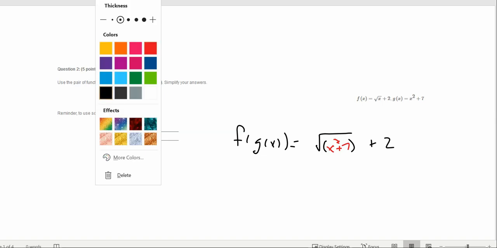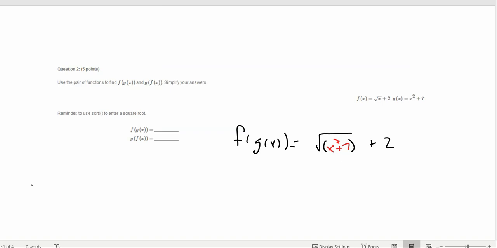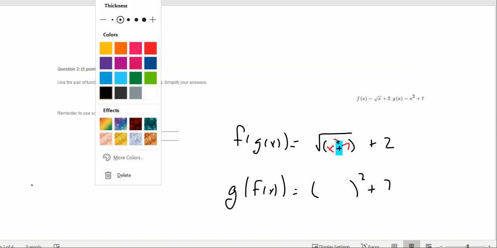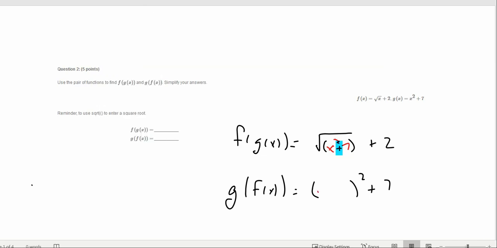Now, in this case, we cannot take the square root of x squared and 7 because we're adding those things. Because of this addition, we can't do that whole square root, so we're just done. Okay? There's nothing we can simplify. But g of f of x, on the other hand, we have x squared plus 7, and then for the x squared, well, for x is the function f, so that's going to be square root of x plus 7.